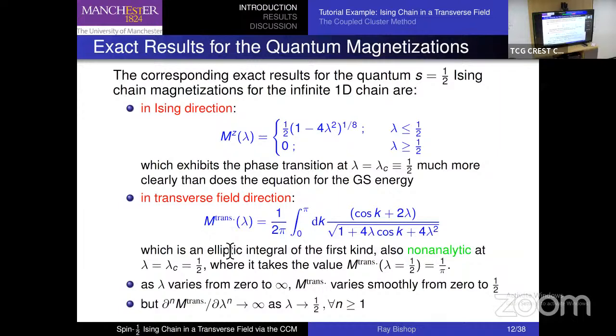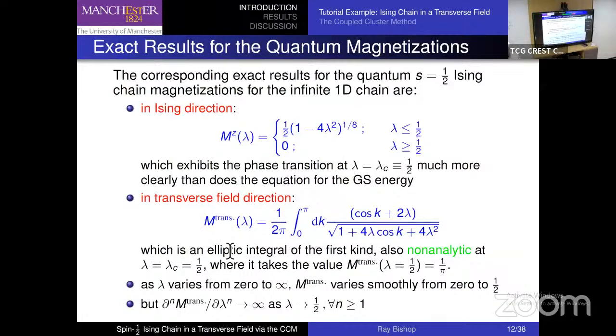Yeah, I mean that's right. At lambda equals a half, all of these integrals actually become doable. It's the special case of the elliptic integral that can be done, but that's always what happens with elliptic integrals.